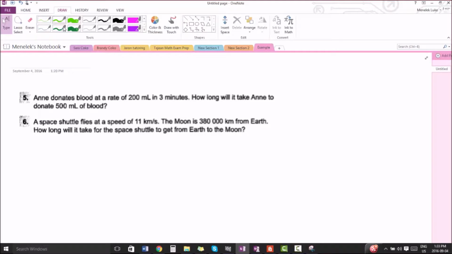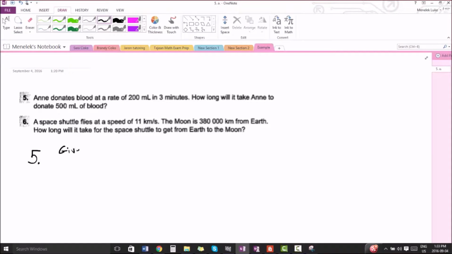So what I do next is I walk the student through, or we walk the student through the question. So question 5 says, Anne donates blood at a rate of 200 milliliters in 3 minutes. How long would it take for Anne to donate 500 milliliters of blood? So typically what we do here is we break down the question, and then we go from there. So let's do question 5. So Carol, this is how I would answer question 5.